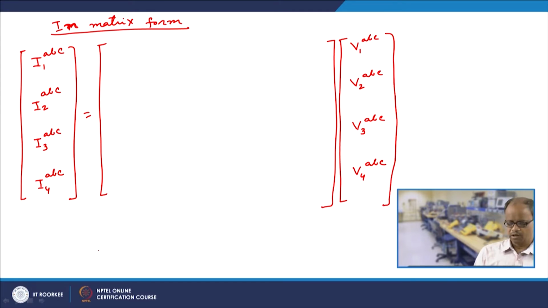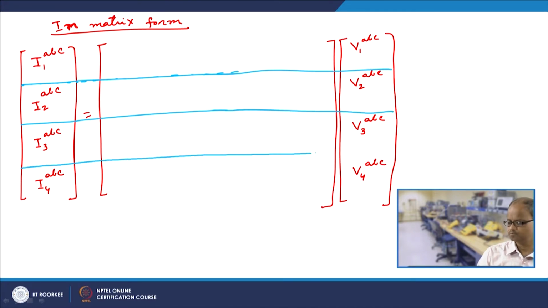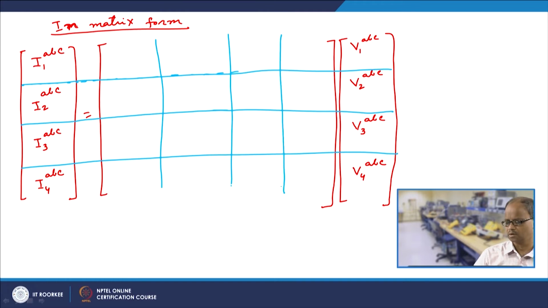Before I write it, let us make this grid, so it will be helpful for us. We are just making these grids. Now let's see how it would look.